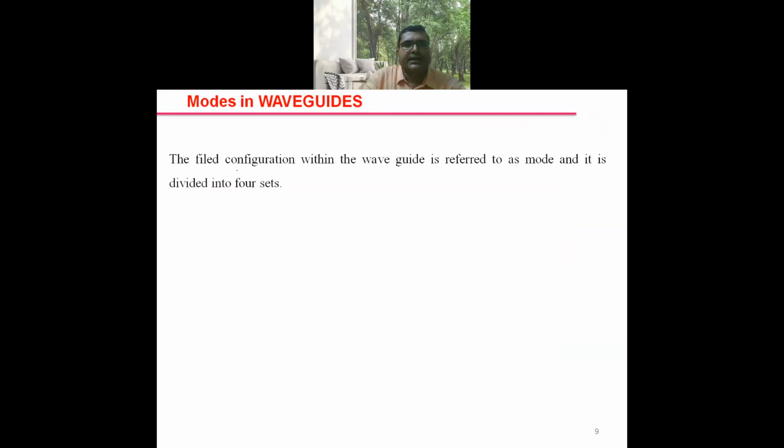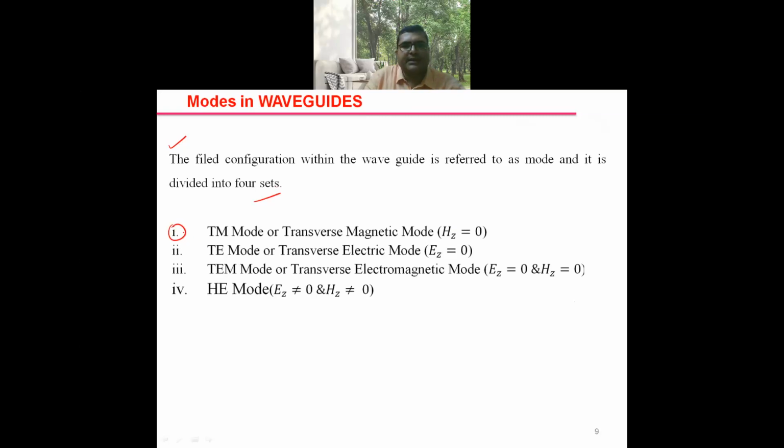Modes in waveguides. The field configuration within the waveguide is referred to as mode, and it is divided into 4 sets: TM mode, transverse magnetic mode; TE mode, transverse electric mode; TEM mode, transverse electric and magnetic mode; HE mode, also called hybrid mode.